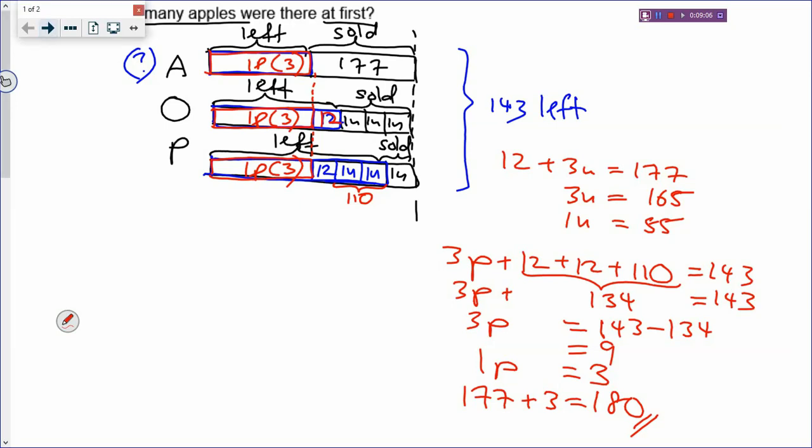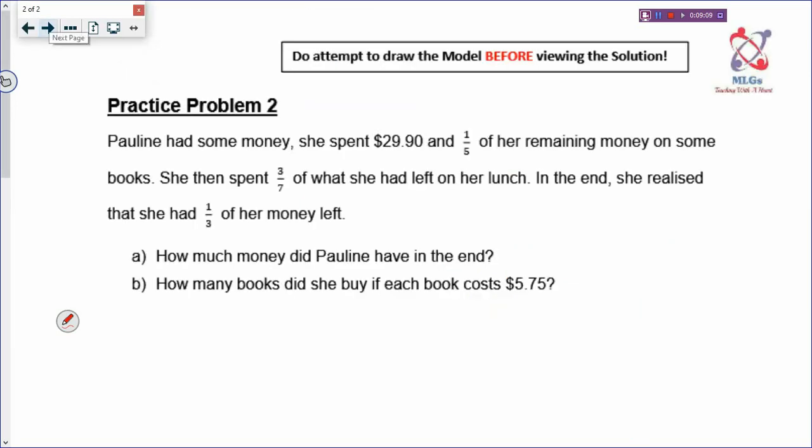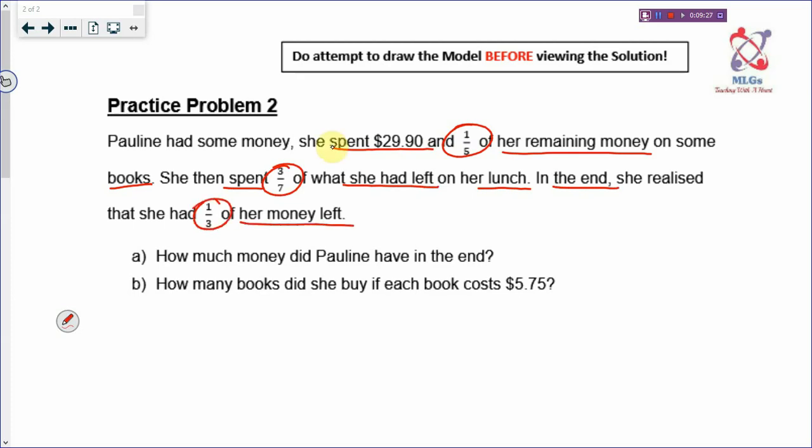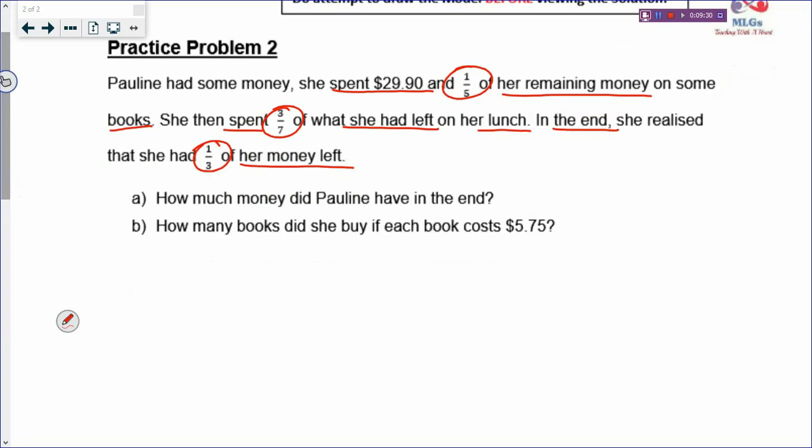Okay, let's go to number 2. Another at least 4-mark question. Pauline had some money. She spent $29.90 and 1/5 of the remainder money on some books. She then spent 3/7 of what she had left on her lunch. And in the end, she realized that she had 1/3 of her money left. So it's very hard to solve if you don't draw out the problem. How much money did Pauline have in the end? And how many books did she buy if every book costs $5.75?